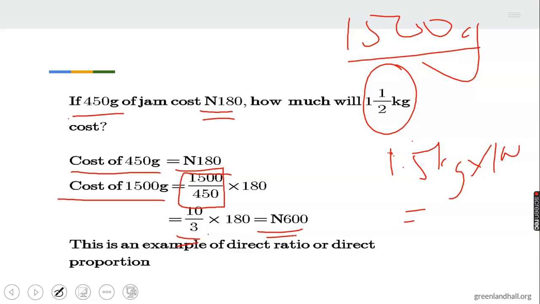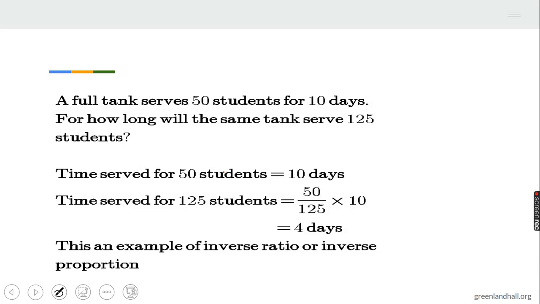That is, if 450 gram of jam costs 180, definitely 1500 will cost 600 naira. This is an example of a direct ratio or direct proportion. Now if you are using ratio to solve unitary method of proportion, make sure your fraction is always an improper fraction.